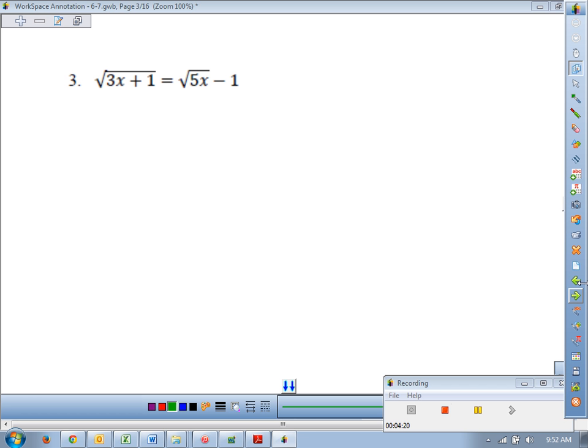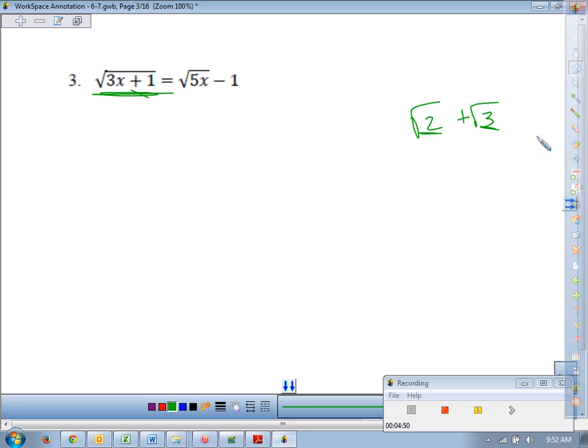Radicals. Supposed to get the radical all by himself on one side of the equal sign. Problem. 2 different radicals. Are they like terms? Can you add and subtract a radical 3x plus 1 with a radical 5x? Can you add radical 2's and radical 3's together? No, they're different things, right? Aren't radical 2's and radical 3's different things? This says 5x, this says 3x plus 1. Are they the same thing? So you can't add or subtract them together.